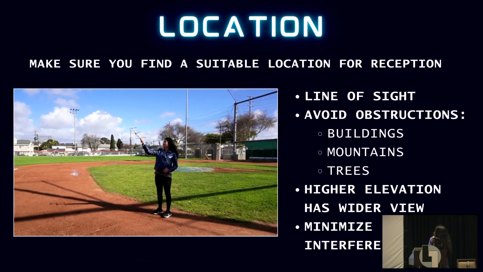Location is also important, making sure that whichever satellite you're trying to track down is within line of sight. You also want to avoid obstructions that could interfere with the radio frequency transmissions that are occurring from the satellite back down to the observer. So you want to avoid anything that could interfere with that, which includes big buildings, mountains, or trees. You also want to be at a higher elevation, which gives you a higher reference viewpoint and minimizes radio interference.